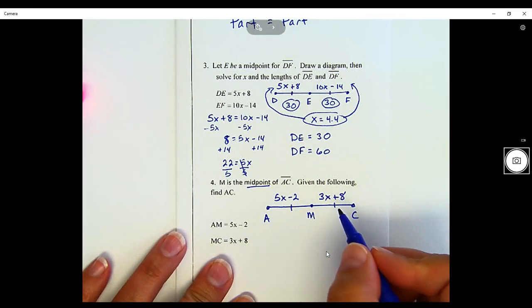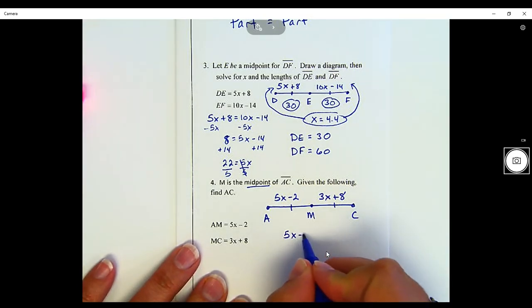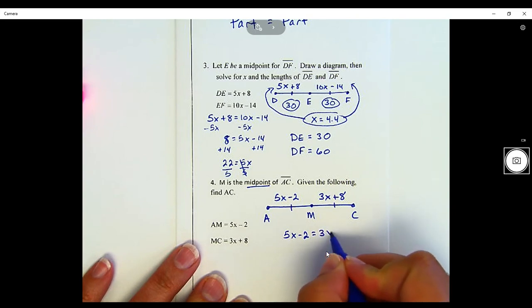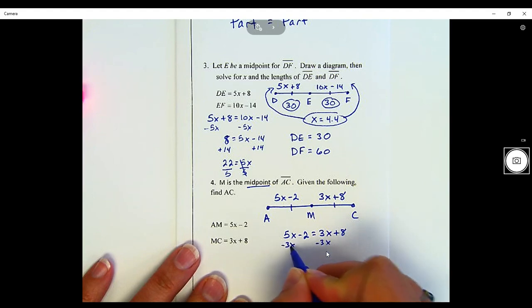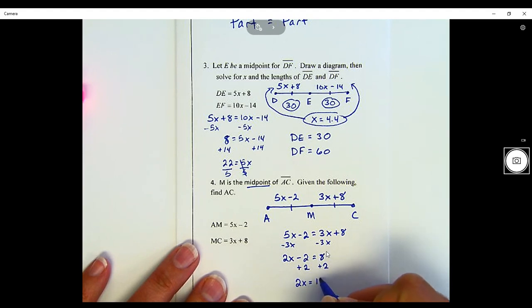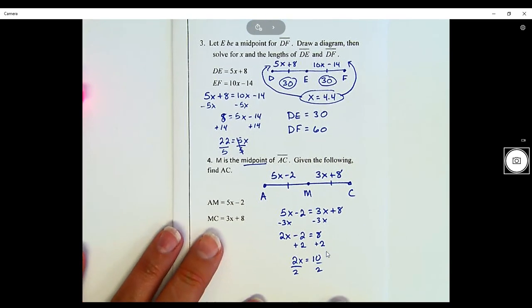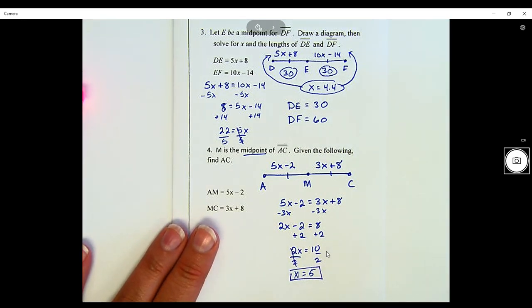All right, now I'm going to go ahead and set up an equation. So 5x minus 2 equals 3x plus 8. Let's get those x's on one side. 2x minus 2 equals 8. Let's begin to get that variable alone. 2x equals 10. Divide that by 2. Oh, I'm writing off the page almost. x equals 5. Okay, now all they want to know this time is what is AC.